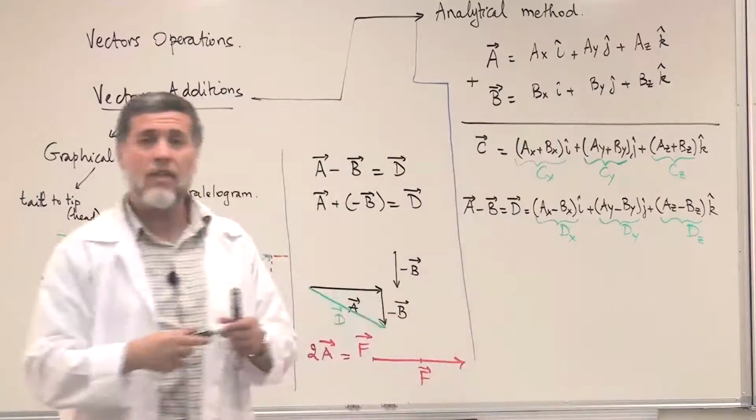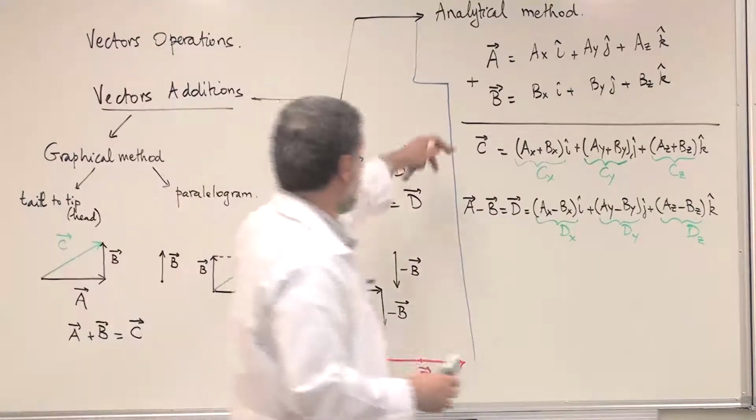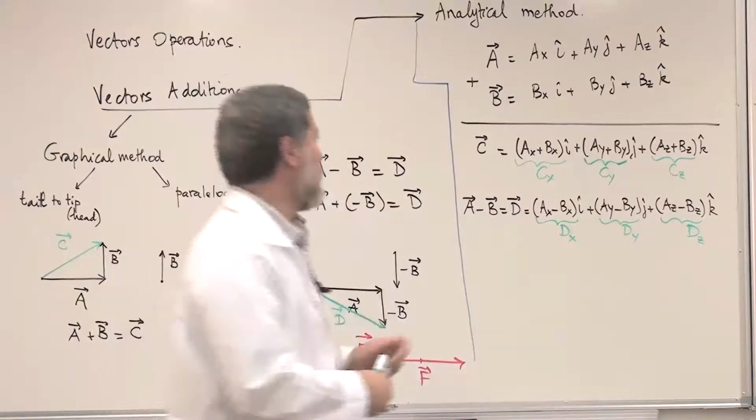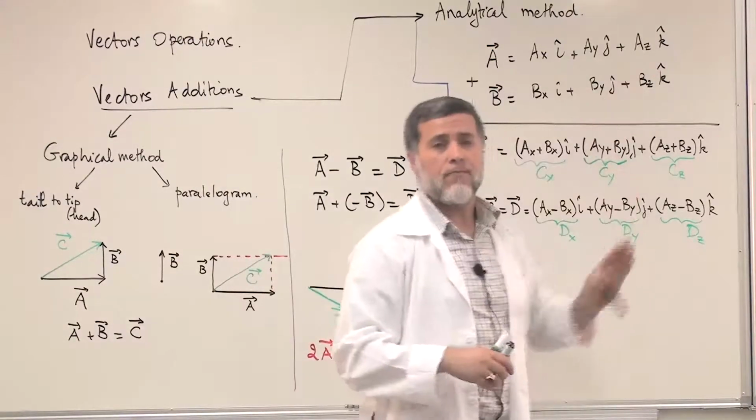So this is how you add vectors, or you subtract vectors using what we call the analytical method, using what we call the unit vector notation. Okay?